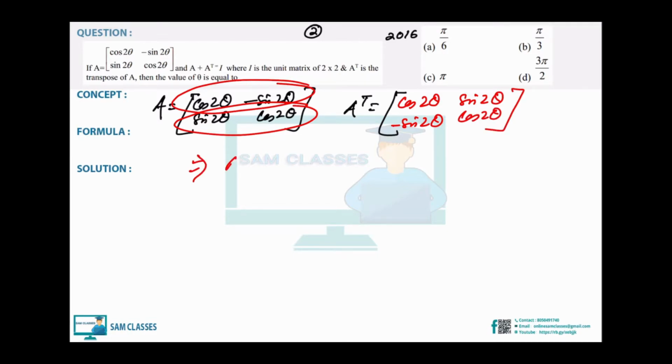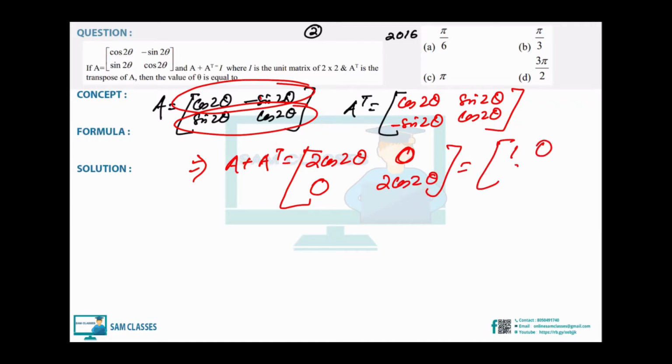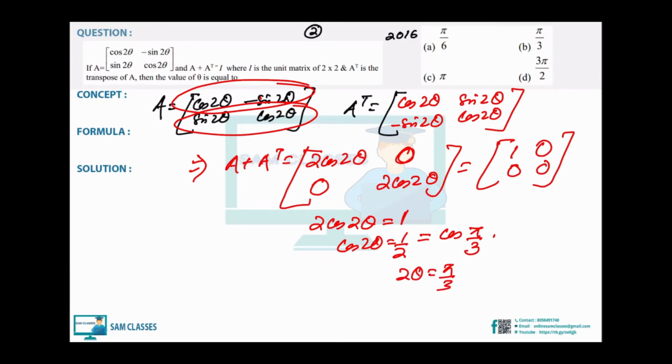Now what you have to do, students, just add it up. So A plus A transpose will be, now let's see, 2 cos 2 theta, minus sin 2 theta and sin 2 theta will be equal to 0. Again here 0 and again here 2 cos 2 theta. Now this is equal to I, that is a unit matrix, so that is equal to 1 0 0 1. So from here directly we can equate, both the matrices are equal, so equality of the matrix, 2 cos 2 theta is equal to 1. So cos 2 theta is equal to half, and we know for what value we get half. If you don't know, while we will be teaching the trigonometrical part, do memorize the value, okay? So that will be equal to cos pi by 3, 60 degree. So 2 theta is equal to pi by 3. So theta is equal to pi by 6. And your answer will be A part.